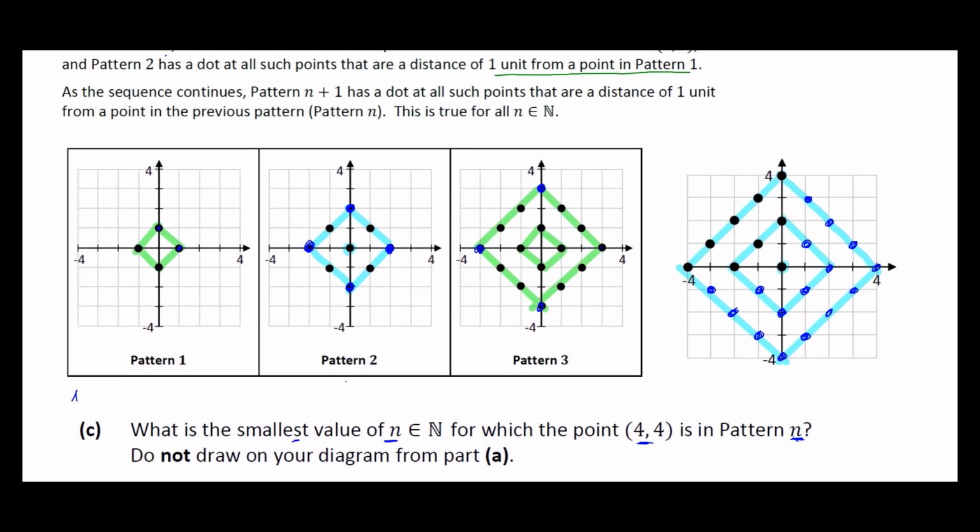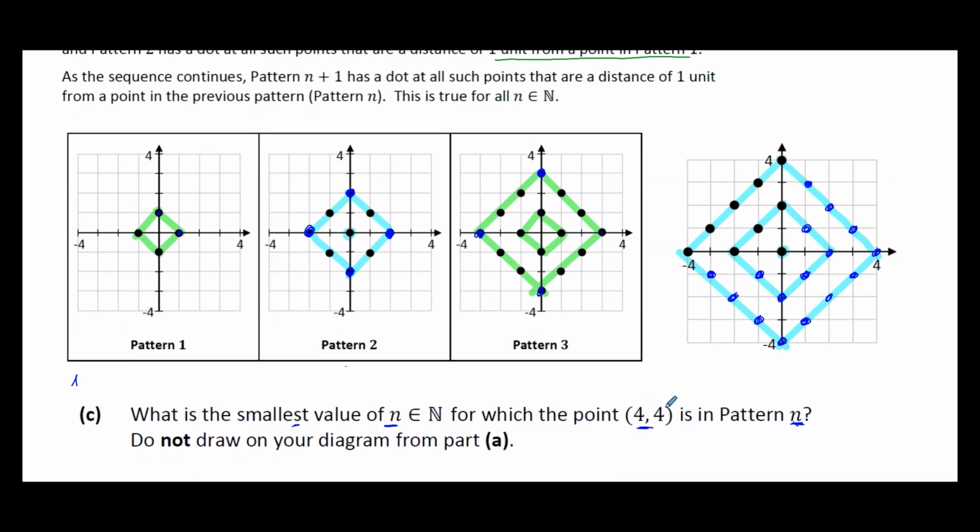So let's consider 4, 4. That means both x and y are the same. Where am I going to have this point? Let's start from the beginning. The first one is 0, 0, we understand. The next one will be what? 1 and 1. So that's where I have 1 and 1. Then the next one will be what? 2 and 2. I don't have 2 and 2 in pattern 1. I don't have it. But then I have 2 and 2 here.